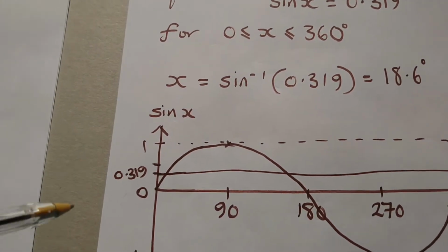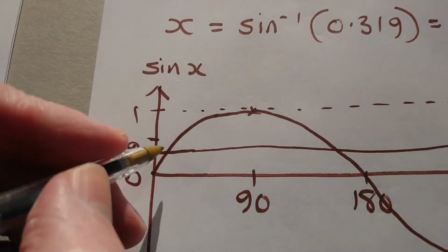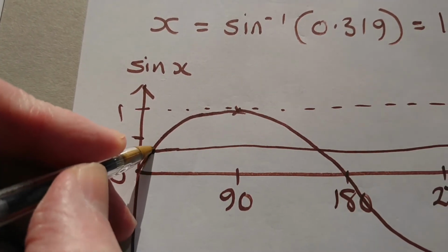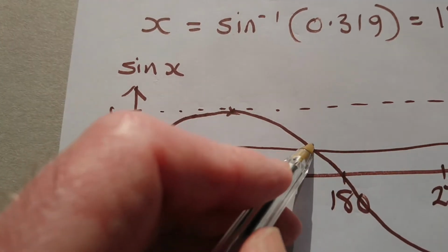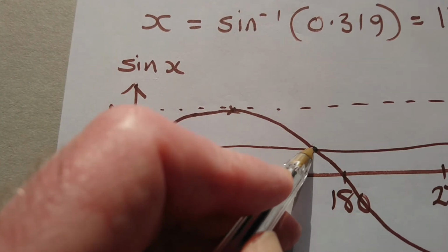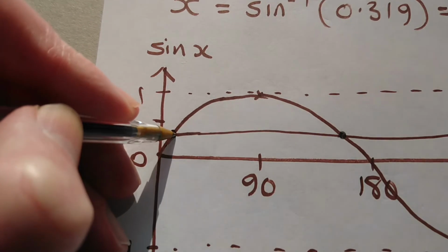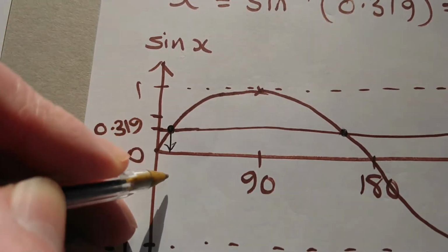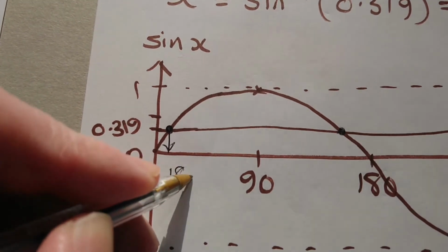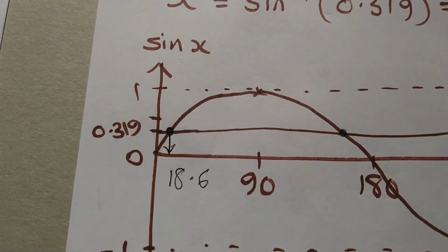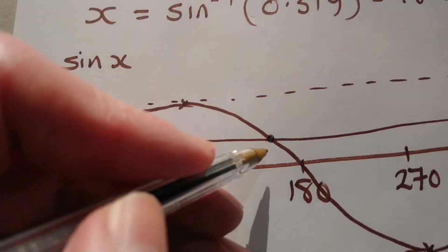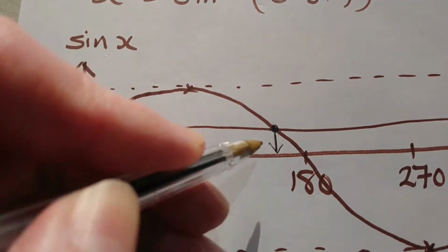And now we can see, well, hang on a minute, instead of just one solution, this line actually clips the curve here, or intersects the curve here, and also here. Okay, so that means there are two solutions. Well, we know what this first one is already, because we've worked it out. That's going to be 18.6 degrees. But the second one is over here.